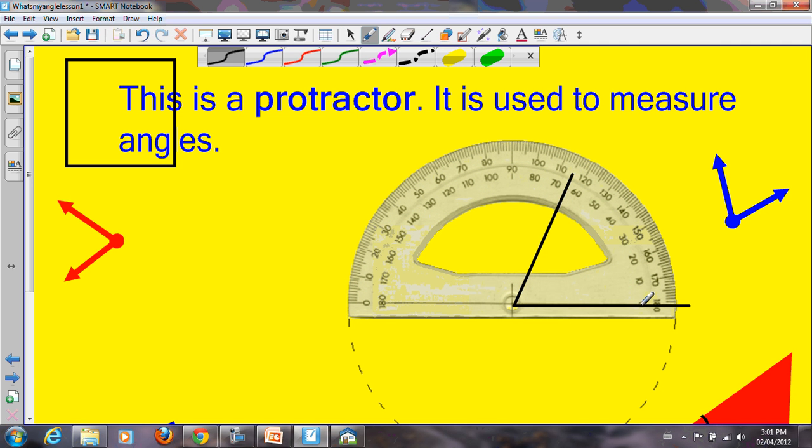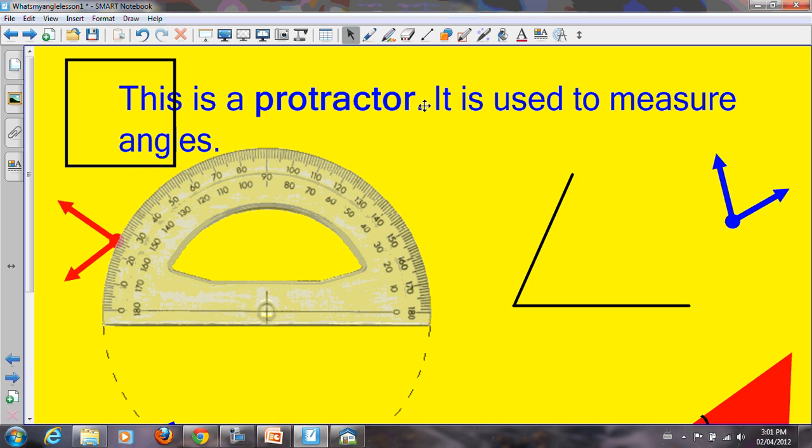So which do we use? Do we use the inside markings or the outside markings? And the answer is we use the one where the 0 starts, and in this case it's on the inside. So 0, 10, 20, 30, 40, 50, 60, and then it's right in the middle between 60 and 70. So it's right here, 65 degrees. So I'll put down 65 degrees for that angle right here.